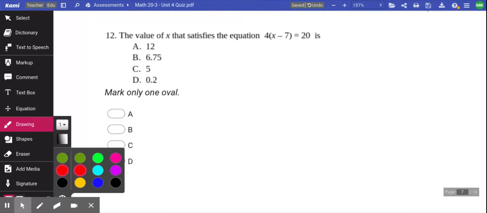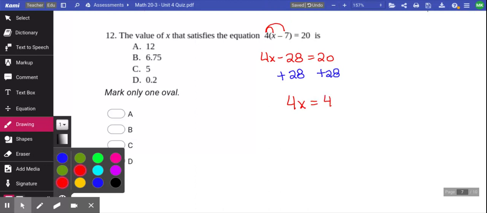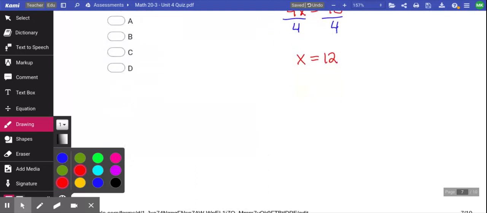Number 12. This is the value of x that satisfies this equation is. All right, so I see brackets. I need to get rid of those brackets by multiplying the 4 in. That gives me 4x minus 28 equals 20. And that was 4 times x is 4x, and 4 times 7 is 28. I then am going to add 28 from one side to the other. That gives me 4x equals 48. And then you divide both sides by 4. Making x equal 12. A.